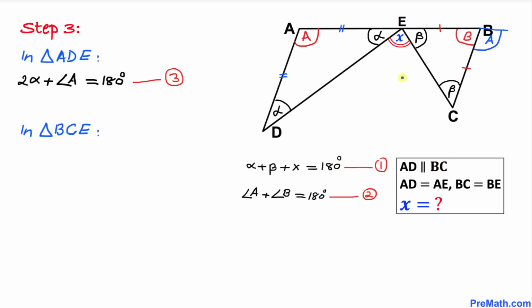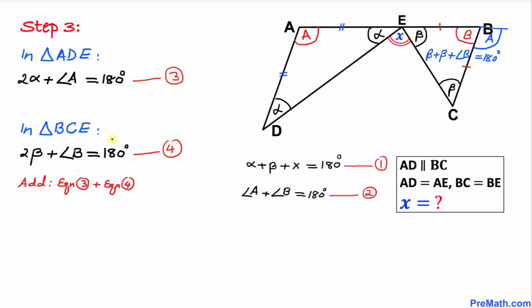And now let's focus on the other triangle BCE, and once again we have angles beta, beta, and angle B. Since this is a triangle, the sum of these angles, beta plus beta plus angle B, is going to be 180 degrees as well. So I wrote beta plus beta becomes 2 beta plus angle B equals 180 degrees, and I'm going to call this equation number 4.